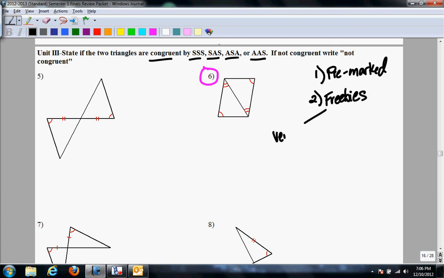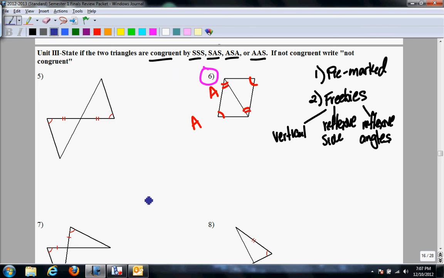You want to watch out for vertical angles, reflexive sides, and reflexive angles. So here in this particular diagram, number 6, we have a pair of angles, and then we have another pair of angles, and then we have a reflexive side down the middle.